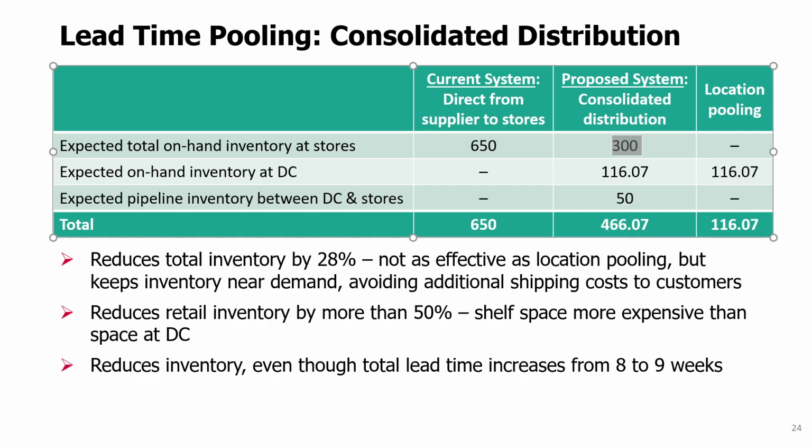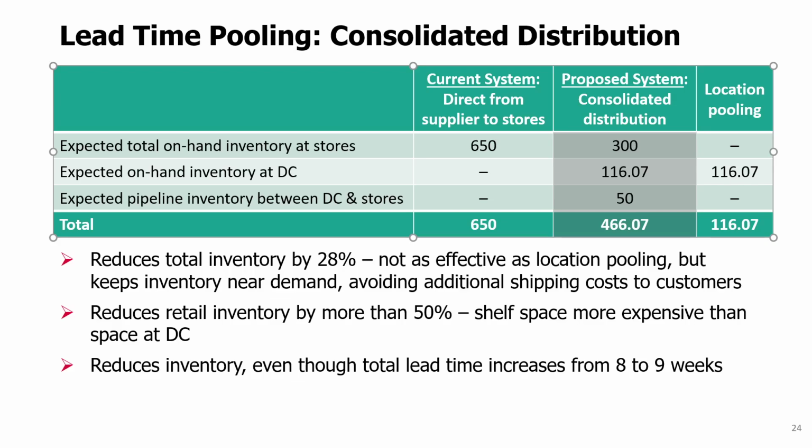And if you recall, pipeline inventory is average demand times lead time. So there is an extra week of lead time. Therefore, we need to add extra pipeline inventory. And remember, the total demand for all stores is 50. So there will be another pipeline inventory of 50 units, right? So this we also have to account for.